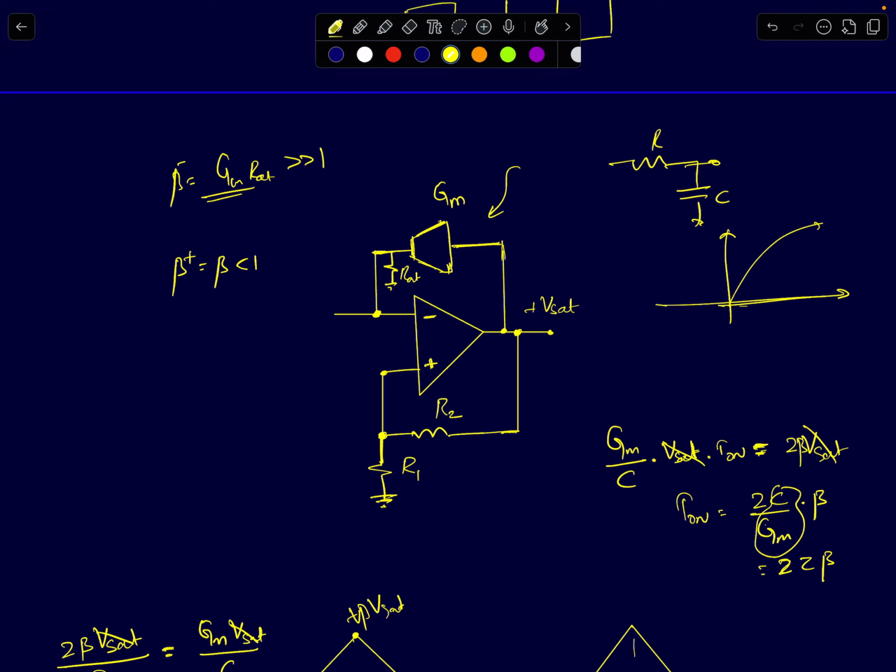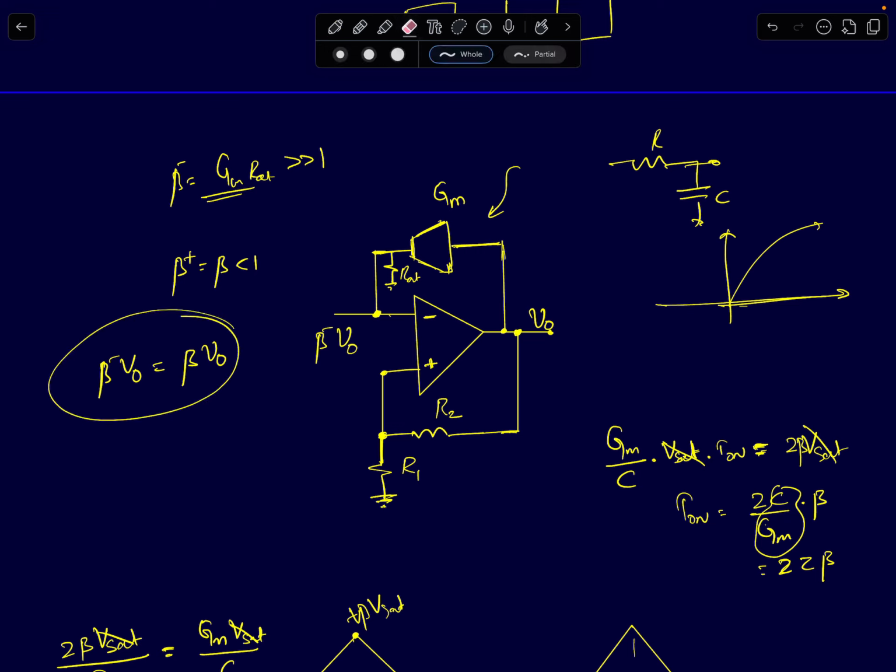Therefore, I can assume V plus will be equal to V minus. Okay, for this node voltage to have any finite value, I should assume that V plus should be equal to V minus, right? The VD has to be 0. And what is that finite value that the output will settle to? Again, you can assume this to be V naught, and you will get a condition which is beta minus times V naught should be equal to beta times V naught, and this is true only if V naught is 0. Okay, so therefore the operating point here as well is 0.